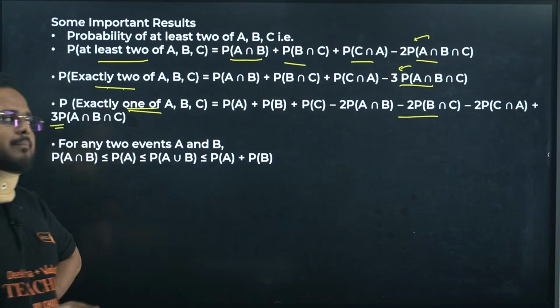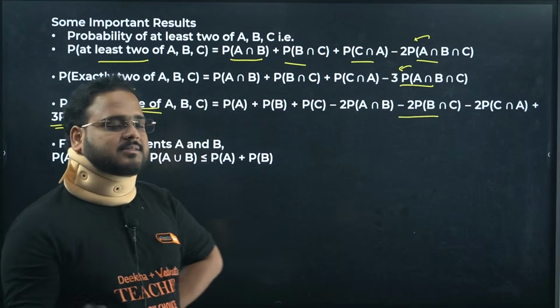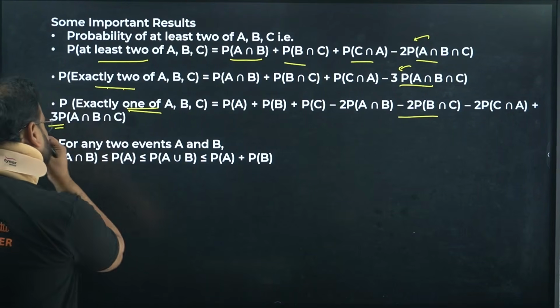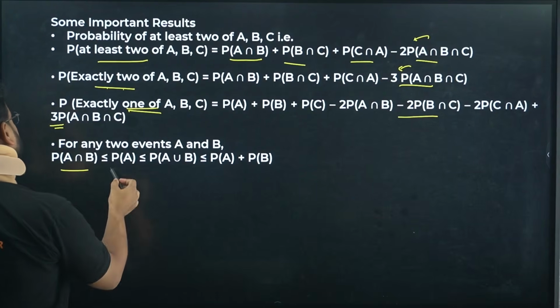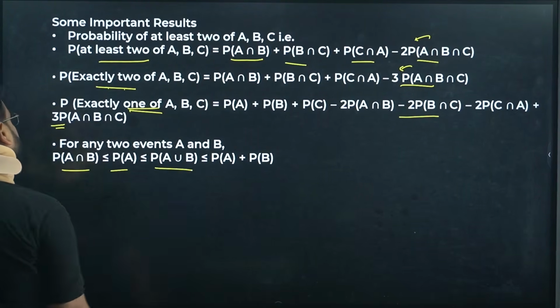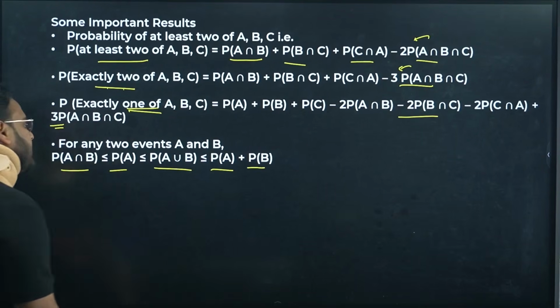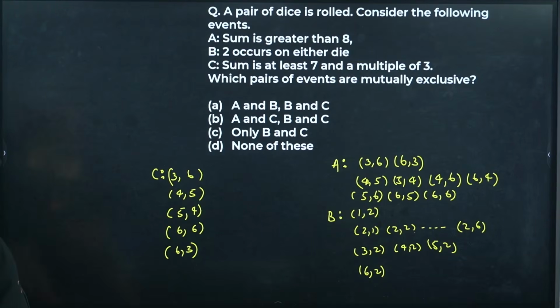We can take an example of 3 sets with example numbers and get this verified. If you talk about any events, the intersection of A and B is always less than or equal to event A, which is also less than or equal to the union of events A and B, which is also less than or equal to simply adding the probabilities of event A and B. Got it? Yes. Now a question on it.